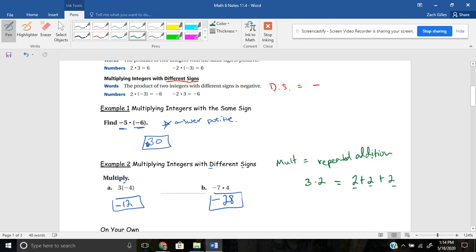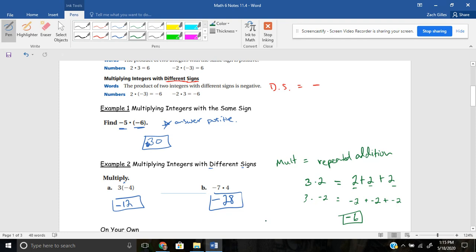So now, what would be different if I told you we had 3 times negative 2? Well, now that's the same thing as -2 plus -2 plus -2. Remember, when you're adding integers and they have the same signs, you keep the signs and then add your numbers. So 2 plus 2 plus 2 is 6, so my answer would be -6. And look at that, it's the same because they have different signs. 3 times 2 is 6, and different signs gives you -6.